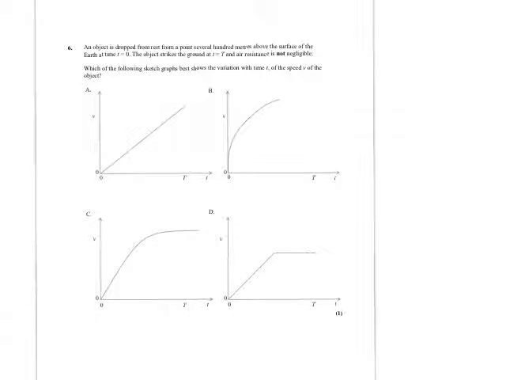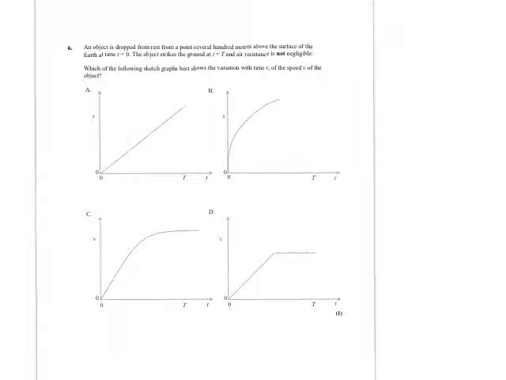Okay, an object is dropped from rest from a point several hundred meters above the surface of the Earth at time t equals 0. The object strikes the ground at t equals T, and air resistance is not negligible. Now, it's a bit unfair, this question. I've given it to you a little bit too early, but it'll get you thinking. So don't worry if you find this one too hard. I haven't taught you enough to do it properly, but let's see how well you do. Which of the following sketch graphs best shows the variation with time t of the speed v of the object?